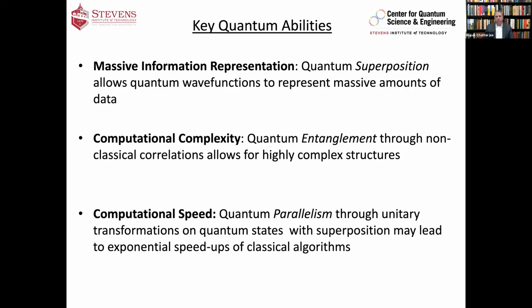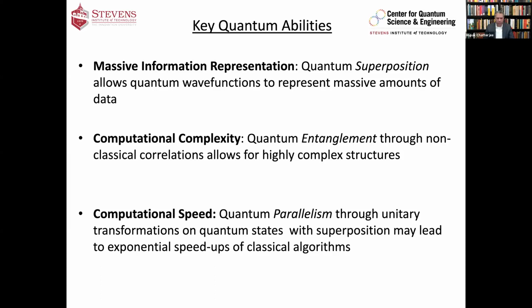There's also extra advantage when it comes to computational complexity. I'm sure some of you have heard the word quantum entanglement, and to create data that's quantum entangled allows one to use non-classical correlations for possibly highly complex structures within this data. And so using a quantum system allows you to use an extra type of correlation that is not available to you in a classical system.